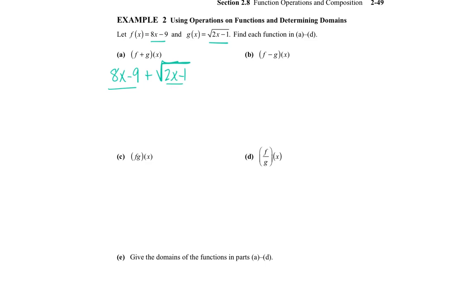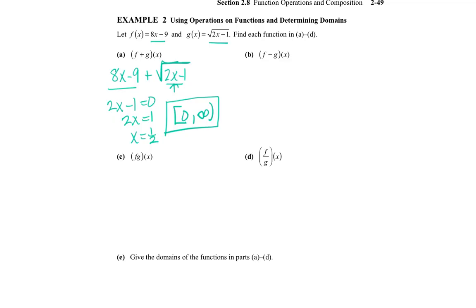But this part is under the square root, so you can't have a negative number under that square root. So we need to check and see what's going to make it 0, because it can be 0, it just can't be anything less than that. So 2x minus 1 equals 0. 2x equals 1, x equals 1/2. So if I plug in a 1/2 right here, that gives me 0. So I can't use any x value less than 1/2. So my domain is 1/2 to infinity.